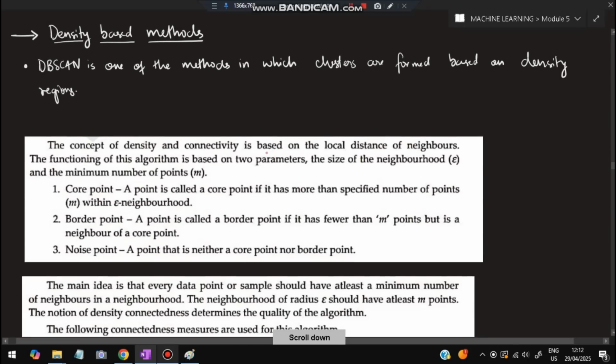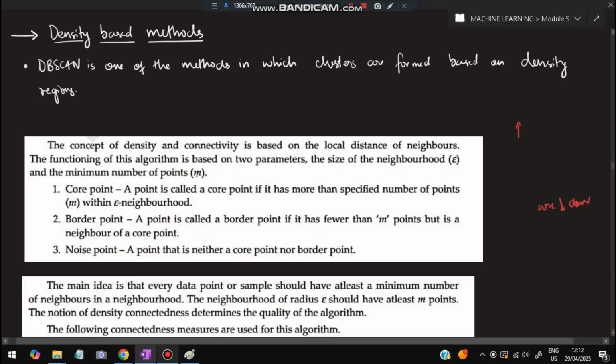The third one is the density based methods. DBSCAN is the method which is used to form clusters based on density. Density means how closely the points are packed. This is more dense and this is less dense. Less dense is also called sparse, which means lesser dense, and more dense means more dense only.